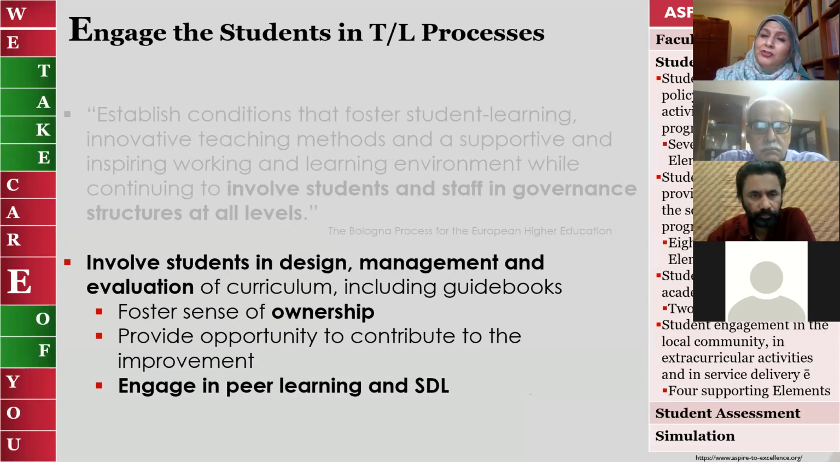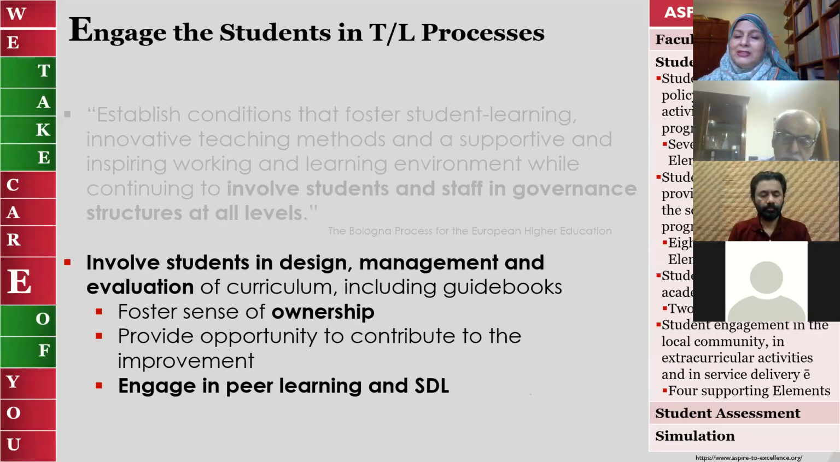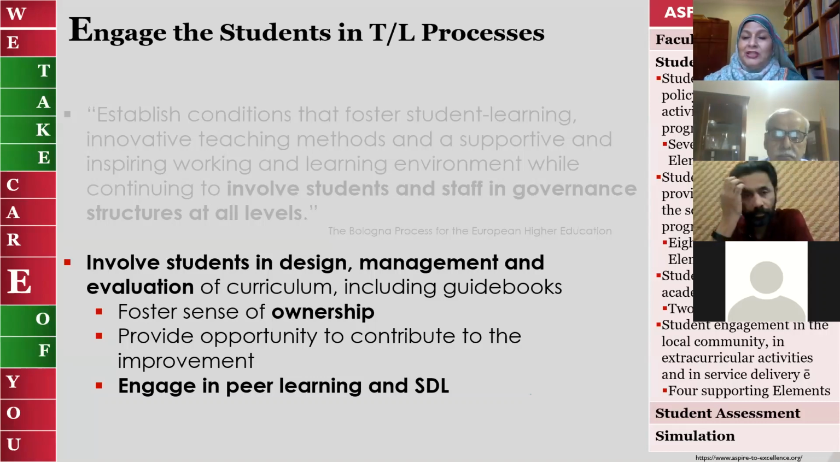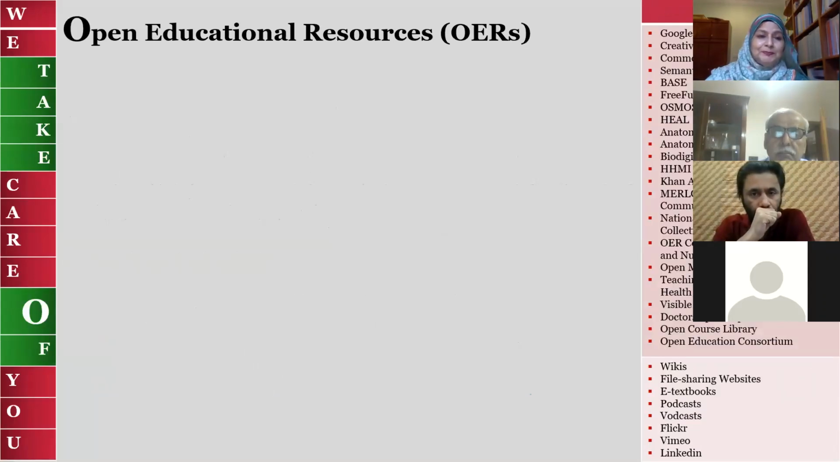ASPIRE to Excellence is the AMEE project for accrediting a medical school. In that, they take feedback from the students on whatever they have suggested to the universities to improve, whether that has been implemented or not. And if it is not implemented, the accreditation process of that university is slowed down. So practically it is the big power the students hold to get what they need for their learning.